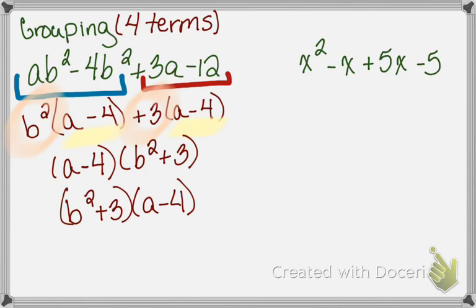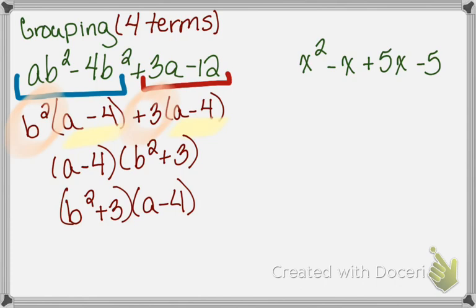How could I check this if I wanted to? What could I do to check it? Distribute or FOIL. Yes, that's what we would do. Distribute or FOIL. Okay, let's do another one. Because you use this method quite a bit.